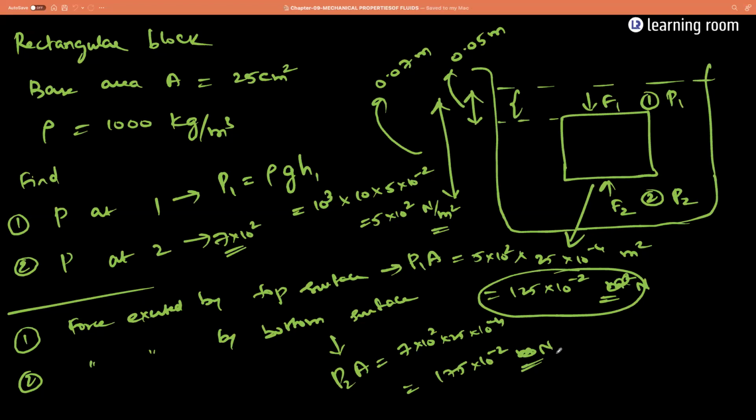Sir, can you explain how you calculated F1 and F2? F1 is force, which is pressure at point 1 multiplied with the area. So pressure at point 1 is 5 into 10 power 2, into area they have given 25 centimeters square. So 1 centimeter square is 10 power minus 4 meters square. Okay, sir, I missed the conversion.